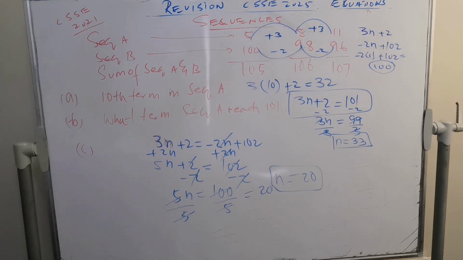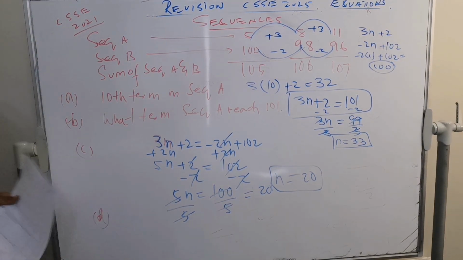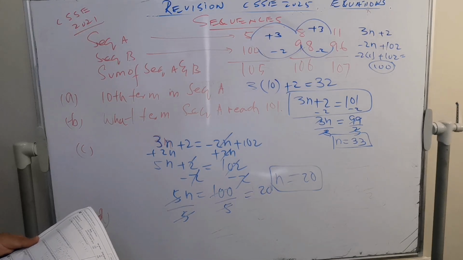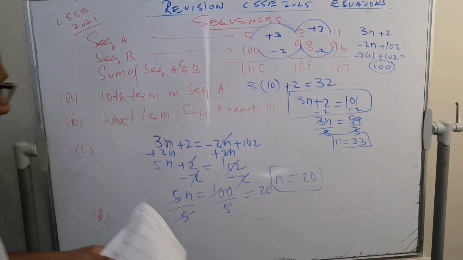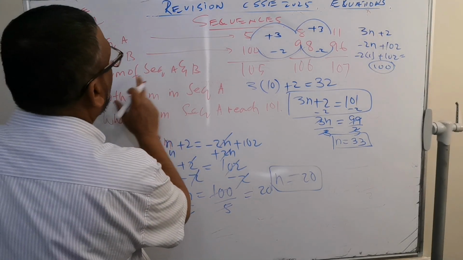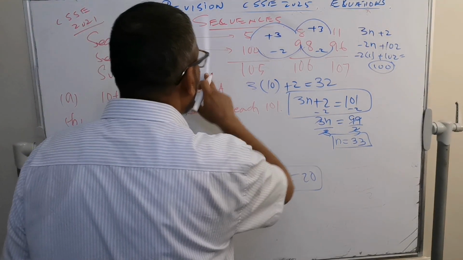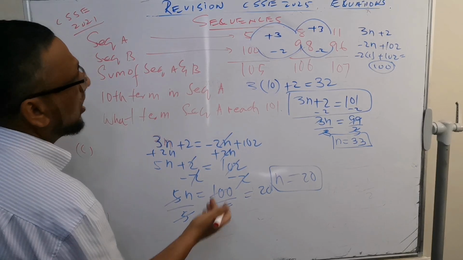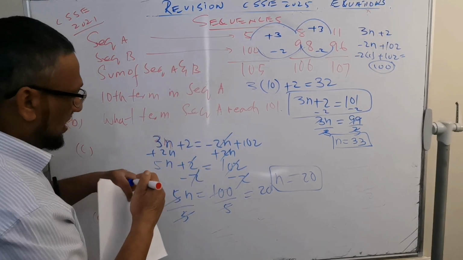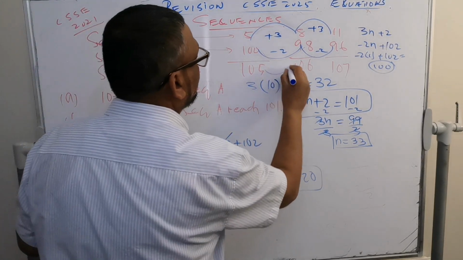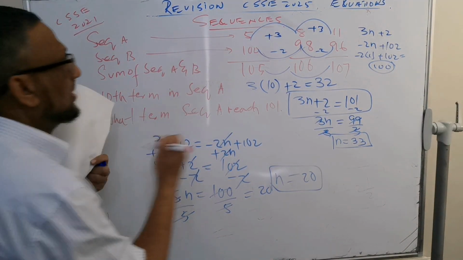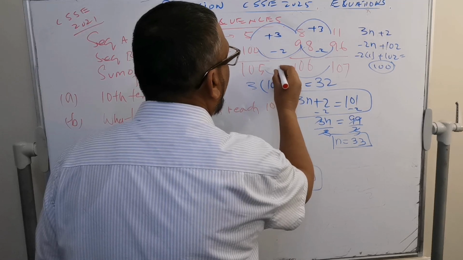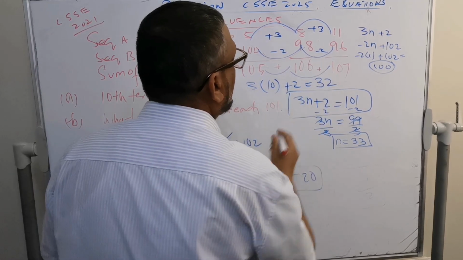And now is the last part. It's very simple, very easy. It looks difficult, but it's very easy. Look at D. At what term would the sum of sequence A and sequence B equal 1000? Okay, so the sum of sequence A and B equal to 1000. The sum of sequence A and B is given here. Look at this one. The difference is what? So the difference is 1. So plus 1, plus 1.